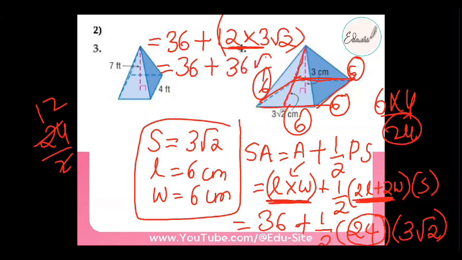Is it 36? So is it not 36 plus 36 root 2? Yes, it is. Can we not take 36 outside? Wait, first you did 36 times 1/2, right? No, beta, we do not do 36 times 1/2. Sorry, take 36 plus 1/2, right? 24 times 1/2.